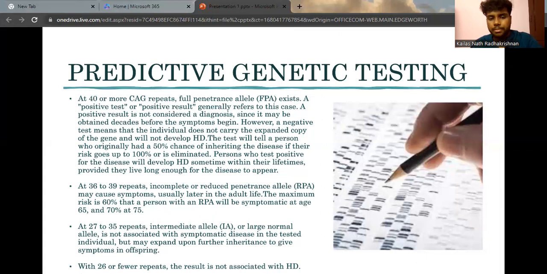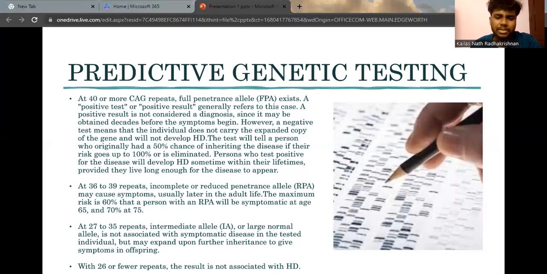At 40 or more CAG repeats, a full penetrance allele exists. A positive result generally refers to this case. A positive result is not considered a diagnosis since it may be obtained decades before the symptoms begin. However, a negative test means that the individual does not carry the expanded copy of the gene and will not develop Huntington disease. The test will tell a person who originally had a 50% chance of inheriting the disease if the gene is up to 100% present or is eliminated. Persons who test positive for the disease will develop Huntington disease sometime within their lifetime, provided they live long enough for the disease to appear.